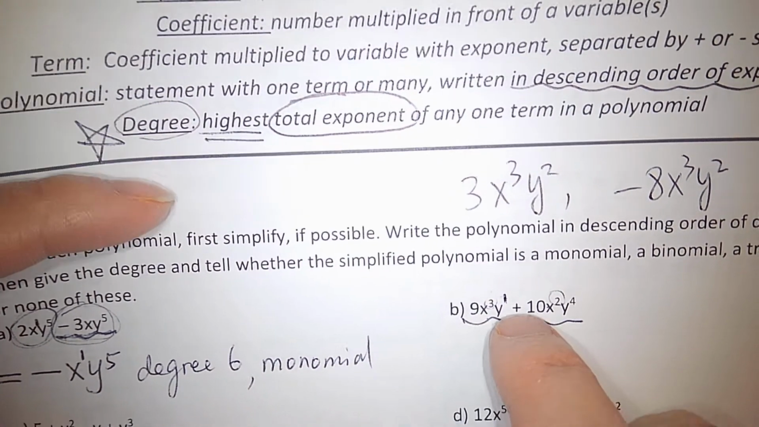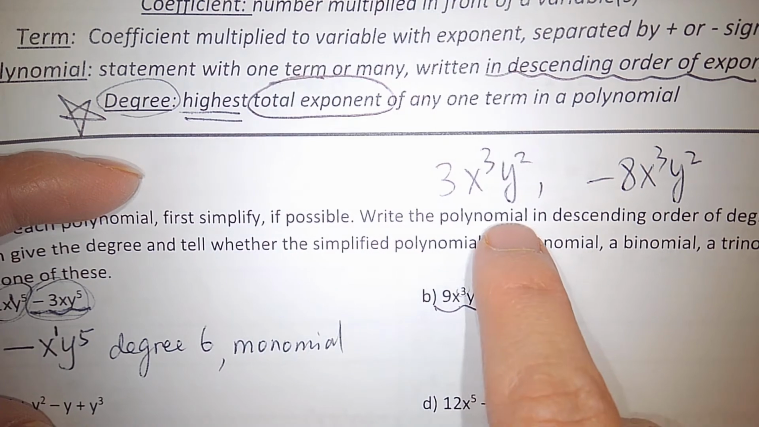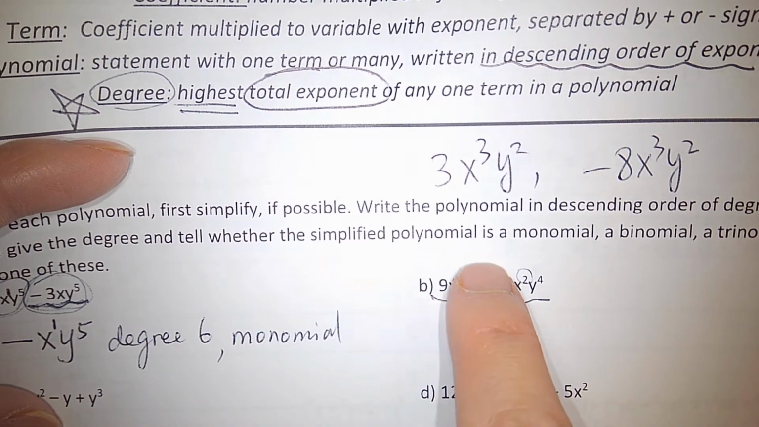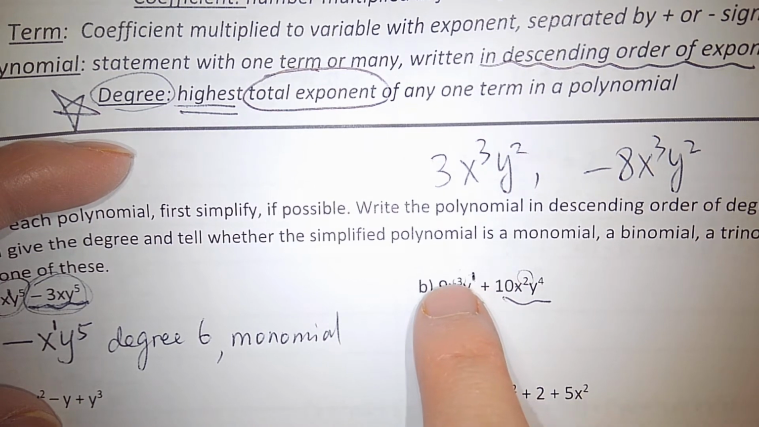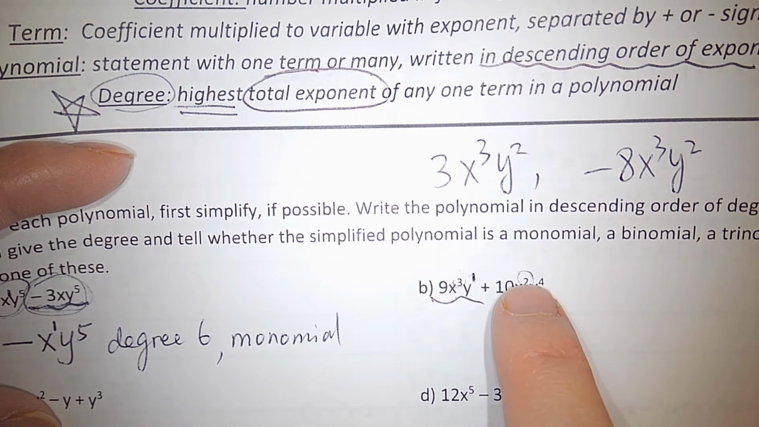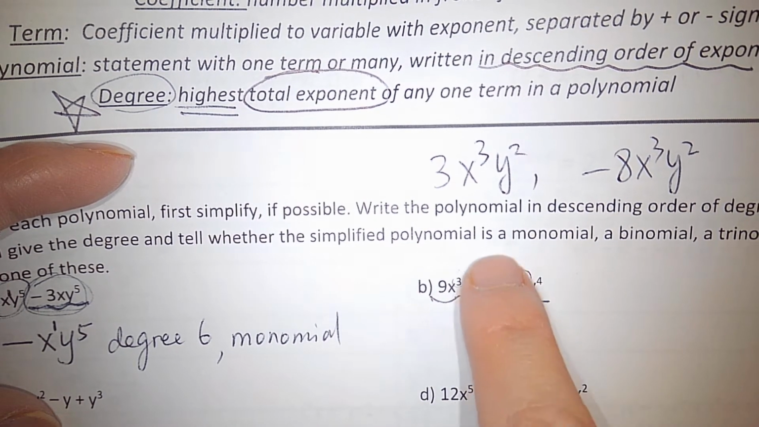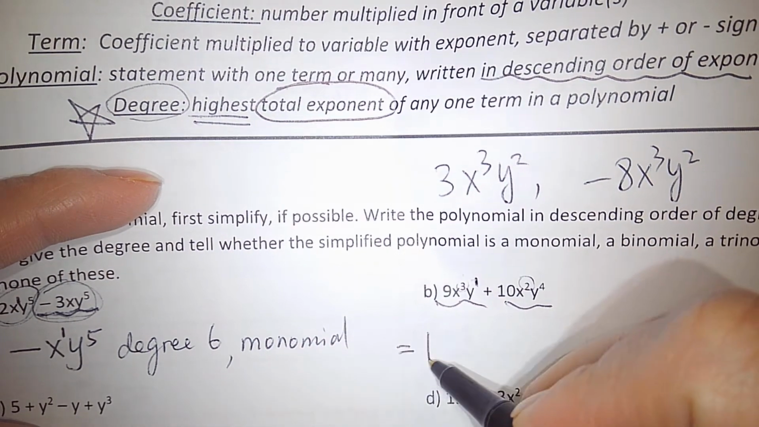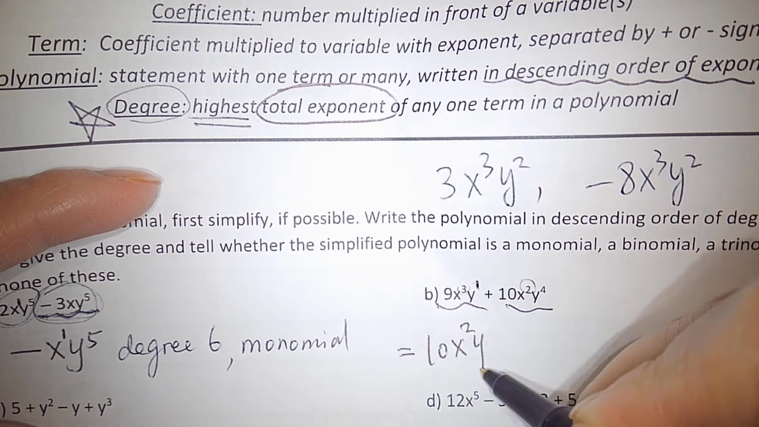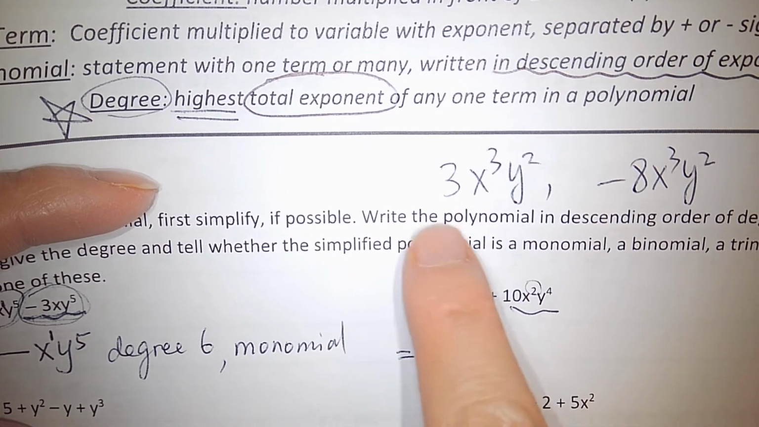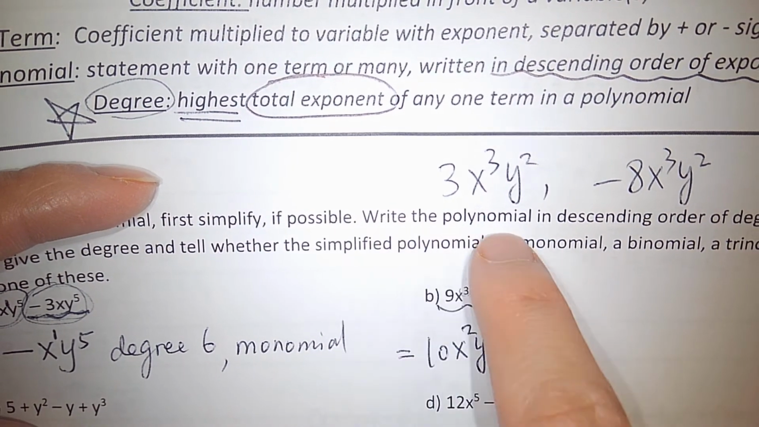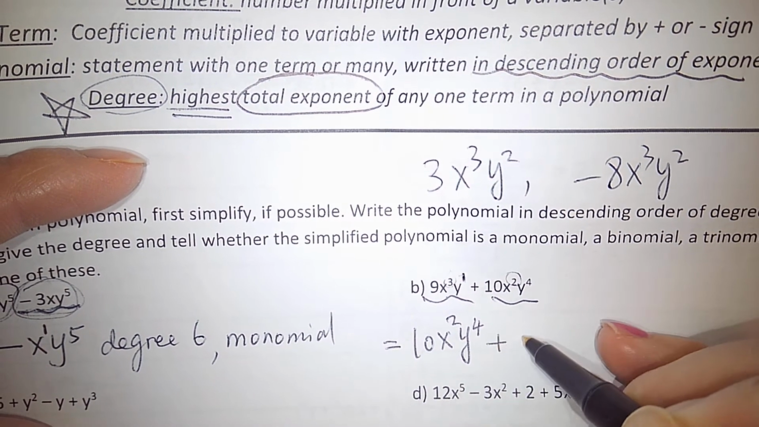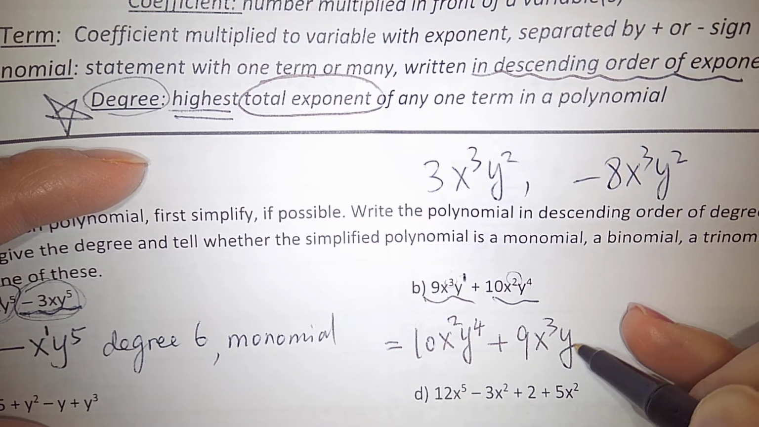So we rewrite the polynomial in descending order of degree. What is the degree of this term? 4, 3 plus 1. What is the degree of this term? 6. So this term has the higher degree, so we're going to rewrite it with 10x squared y to the 4th first, because it says write the polynomial in descending order. And then plus 9x cubed y.